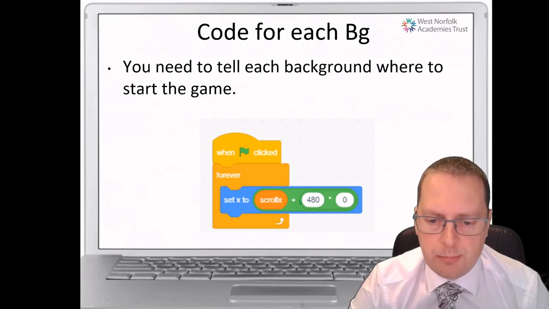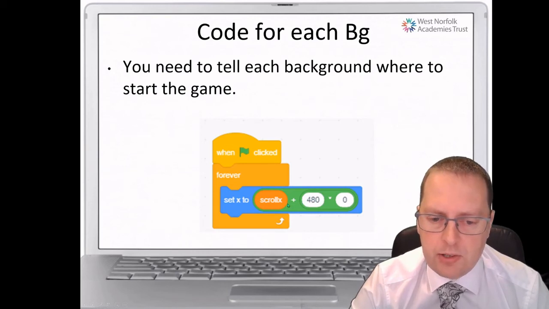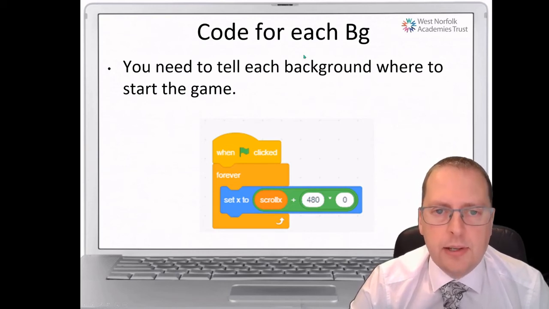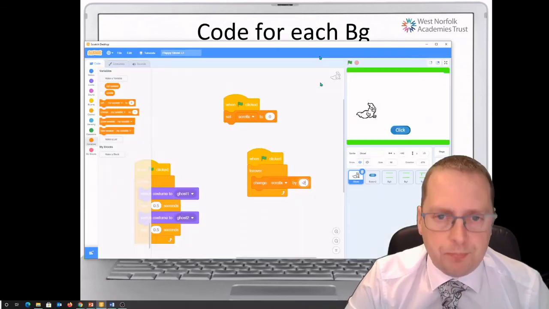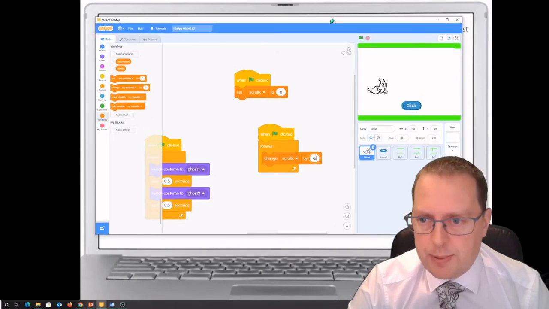Now this is the starting position of each bit of our background. The 480 times 0, so that's its starting position. And it's being told to scroll X to scrolling background. So again, we're going to build this up. Let's bring Scratch back in.